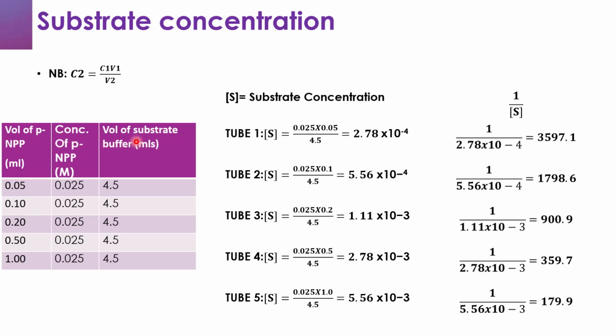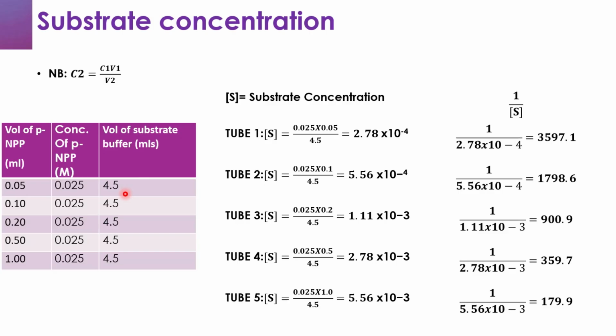So first of all, what you have to note is that for each of the test tubes, we added different volumes of our artificial substrate. So for the first test tube, we added 0.05. So that means our V1 here is 0.05. For test tube 2, we added 0.10, test tube 3 0.20, test tube 4 0.50, and test tube 5 1.00 over here. So these are our V1 values over here for each of the test tubes, and the final volume of our substrate buffer is 4.5.